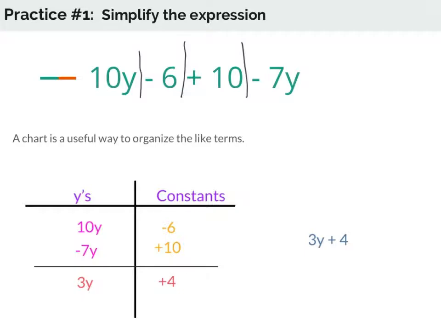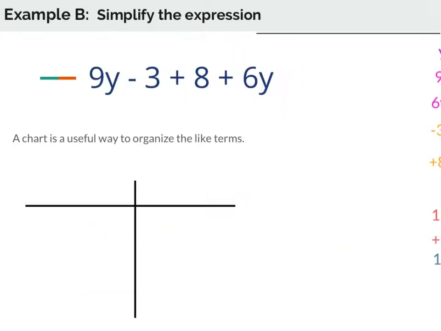Let's go ahead and take a look at example B. Here we are at example B. And again, I'm going to start by separating my terms. So I'm going to draw a line down anytime I see a plus or a minus sign. So I see a subtraction sign, that's a line, a plus sign, that's a line, and another plus sign, that's a line. So again, I've broken it into 4 terms.